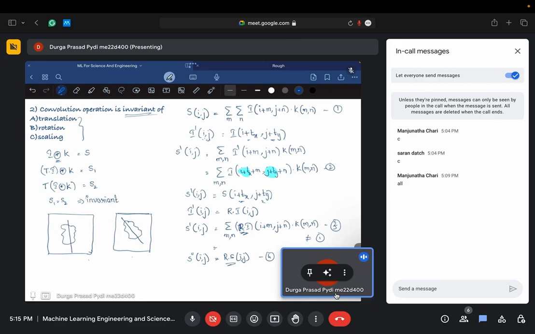So convolution operation is not invariant to rotation, which means when you are training a particular network with images, you need to ensure that your training data has all the rotated versions also in it. This is something called data augmentation.